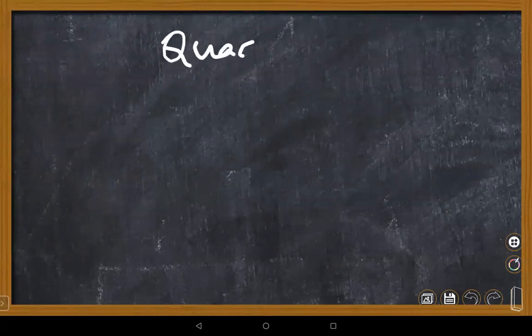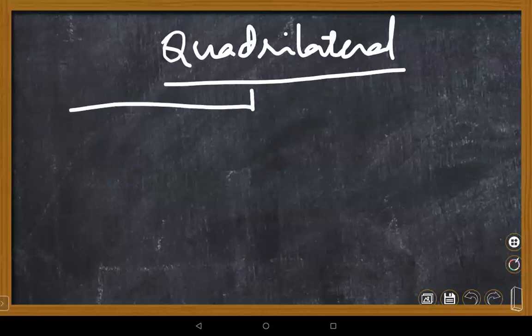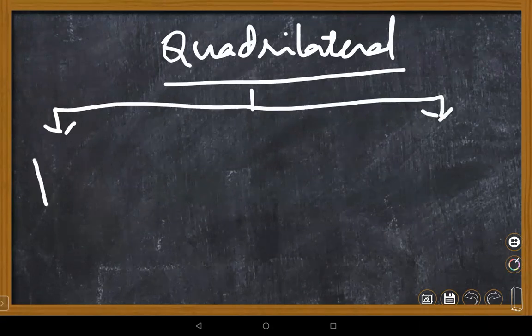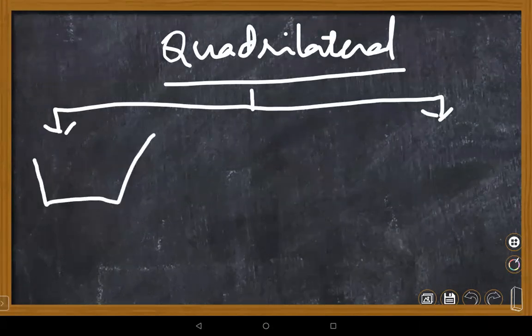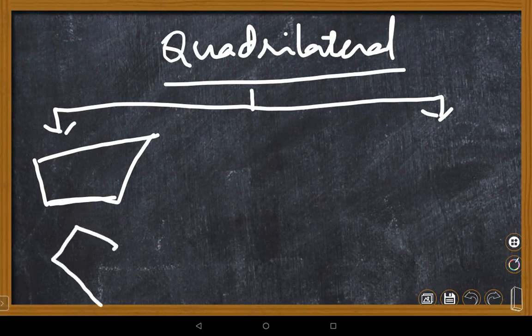You see, children, if you take the quadrilateral family, there are two types we can categorize. In one type, there is the trapezium. Trapezium means no sides are equal. And in another case we can get even the kite also, children.